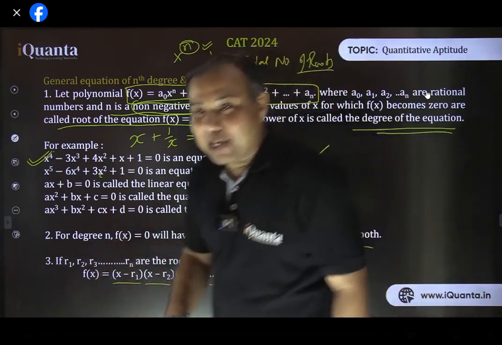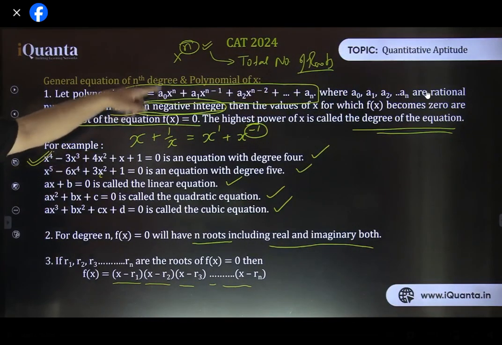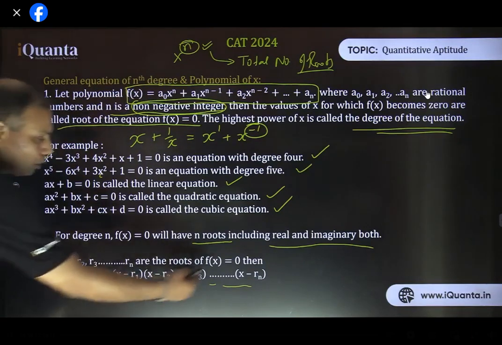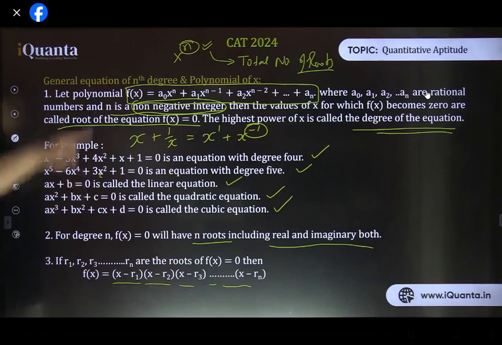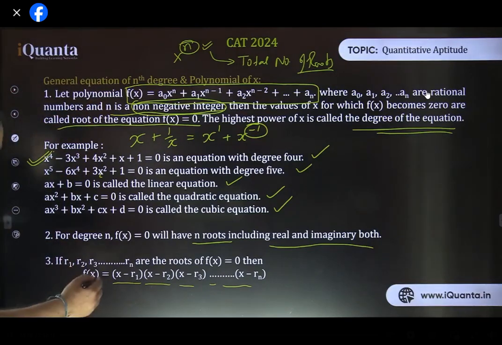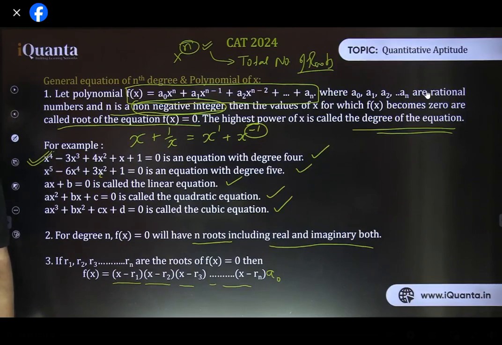So if R1 is a root, yes, thank you, Nakshatra. The coefficient of x power n is a0 here. But if we multiply all these brackets, we are going to get the coefficient of x power n as 1. So we are equating it with this f(x) at the top here. So a0 must be multiplied. So let me multiply it here. This a0 needs to be multiplied. Fine.